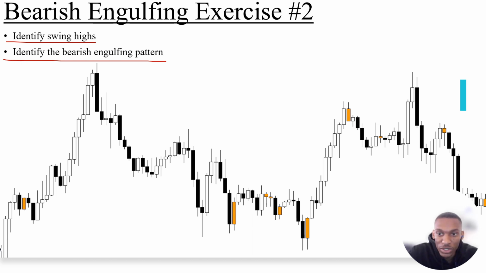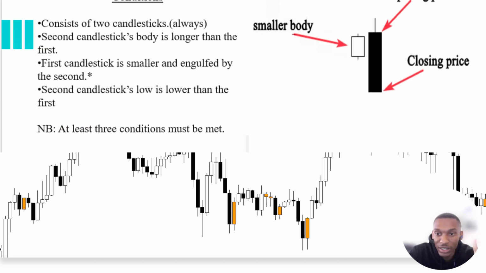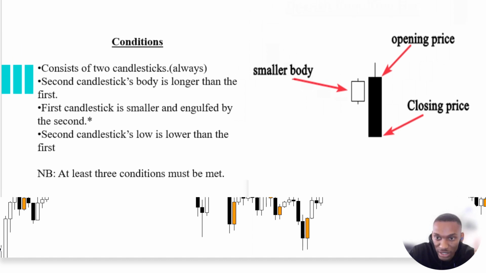Let me just remind you of the conditions of a bearish engulfing bar candlestick pattern. There are 4 of them. At least 3 have to be met. The first one, it consists of 2 candlesticks as always. The second candlestick's body is longer than the first one. The third one, the first candlestick is smaller and is engulfed by the second one. The fourth condition, the second candlestick's low is lower than the first one. From these 4 conditions, at least 3 have to be met to justify that this is a bearish engulfing bar candlestick pattern.